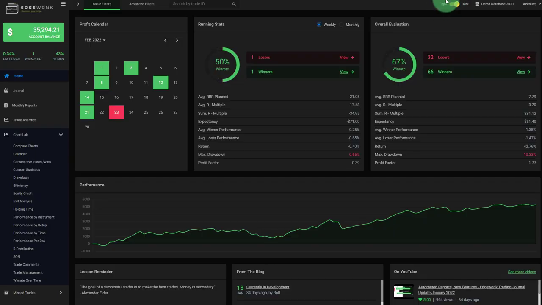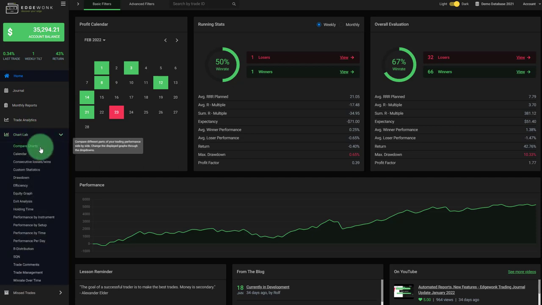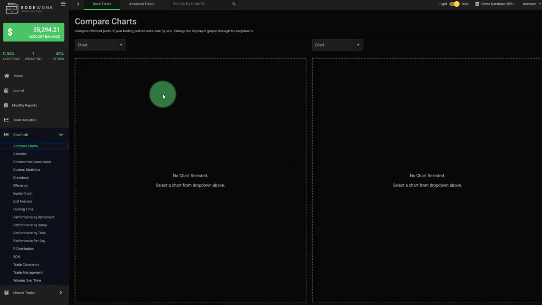For now, we may stay in the dark theme. And on the left-hand side, you will see a current breakdown. Those are all the currently available features and the tabs, and we are going to focus on the chart lab for now. First of all, you see our compare charts feature.